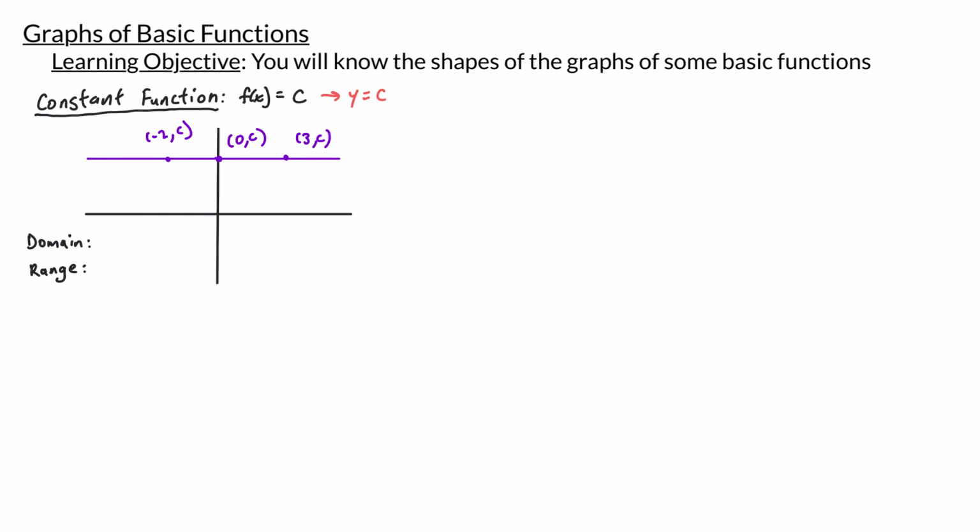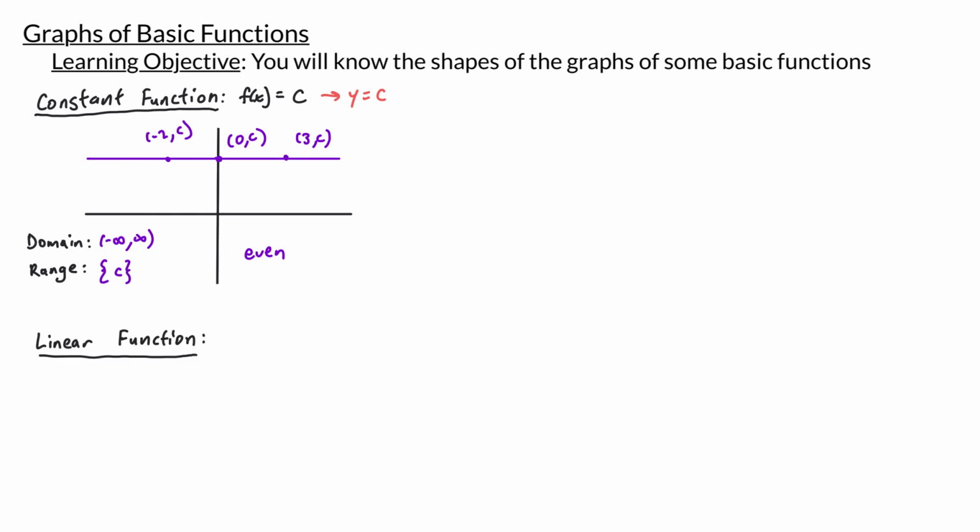One thing to note about the constant function is that its domain is going to be all real numbers because we can plug in any input we want into this function and we'll get the output c. The range of this function is just a single element c because no matter what you input into the function, you'll always get the output c. One last thing to note about the constant function is that it is an even function because it has symmetry with respect to the y-axis.